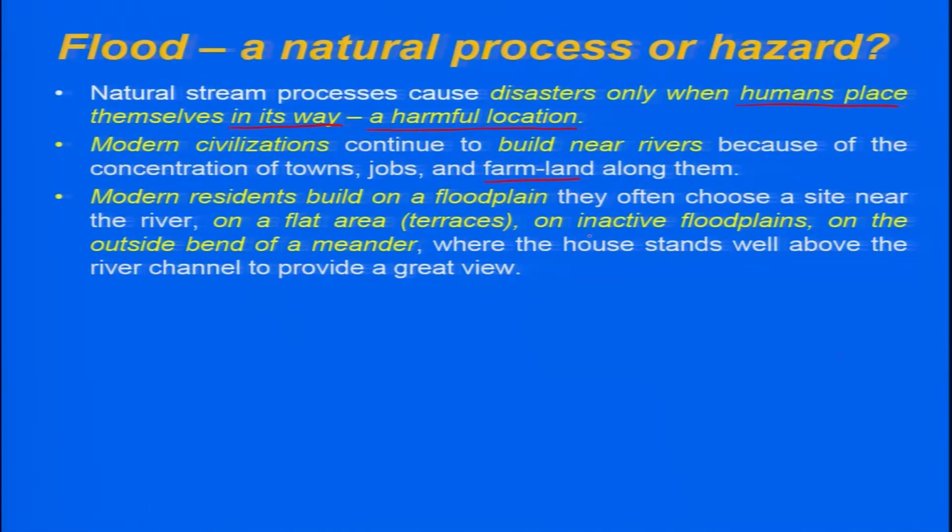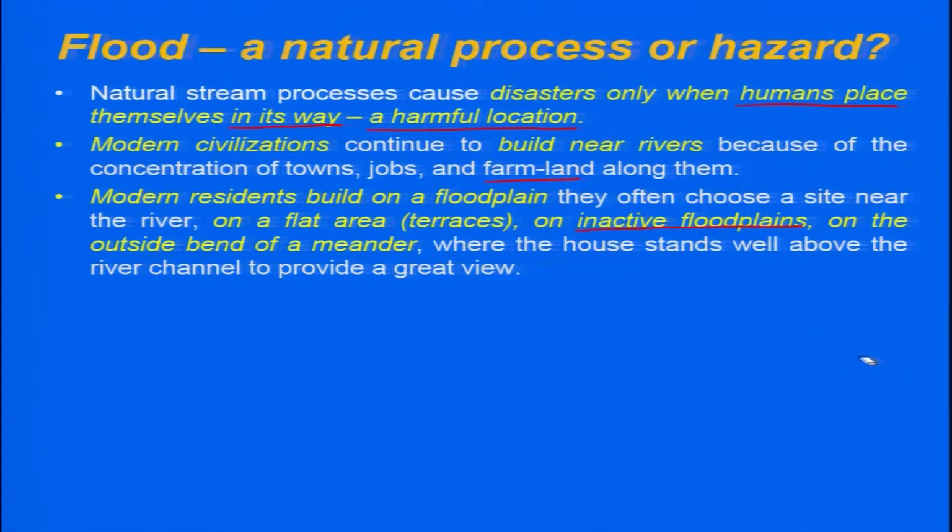Or we try to look at the regions which are inactive floodplains on the outside band of the meander also. So if you have a meandering channel like this, then you have the outer bands. Usually what you find is cliffy banks, and you will have a higher location or elevation as compared to this side. So people try to do more construction over here. Now we know that this is good because the houses will stand well above the river channel and will provide a great view of the river valley.